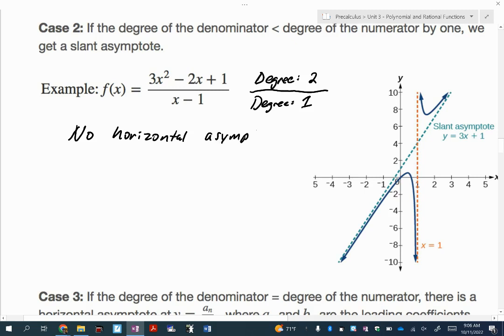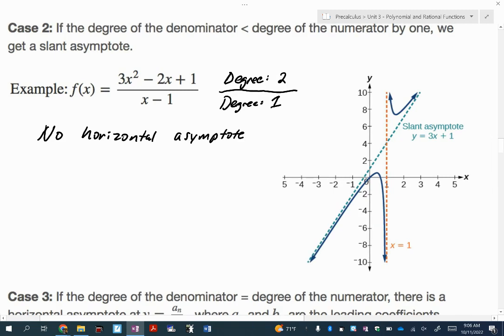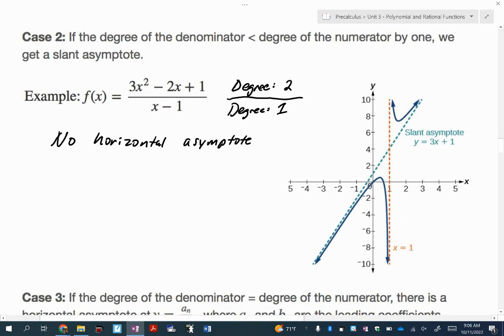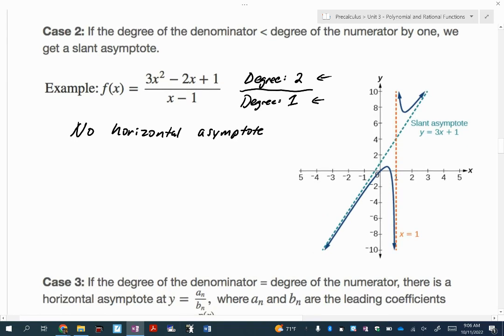Okay, I'll repeat that again, if you're listening. If the degree of your numerator is greater than the degree of the denominator, then there's no horizontal asymptote. If the degree of the numerator is exactly 1 more than the degree of the denominator, which in this case we have a degree of 2, degree of 1, 2 is greater than 1 by exactly 1, then what we have is called a slant asymptote.